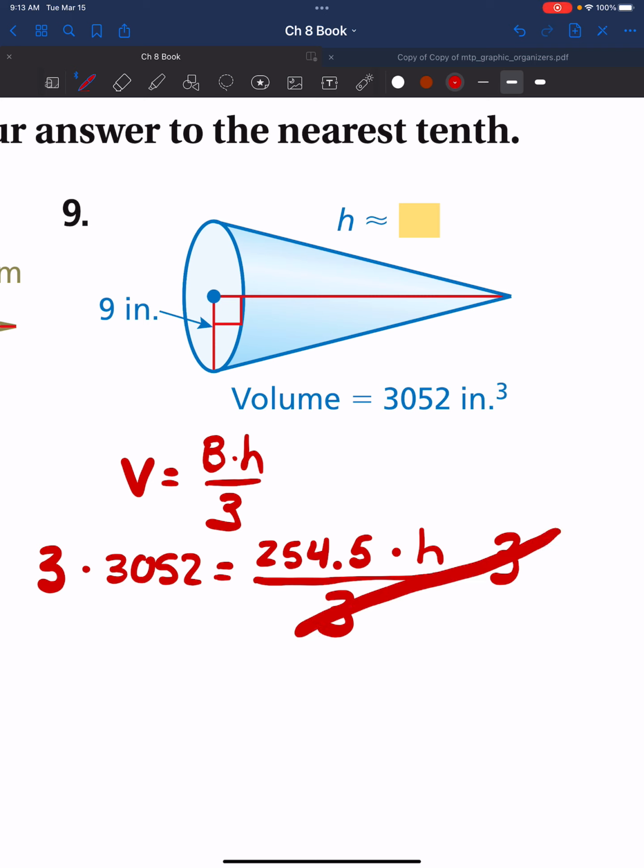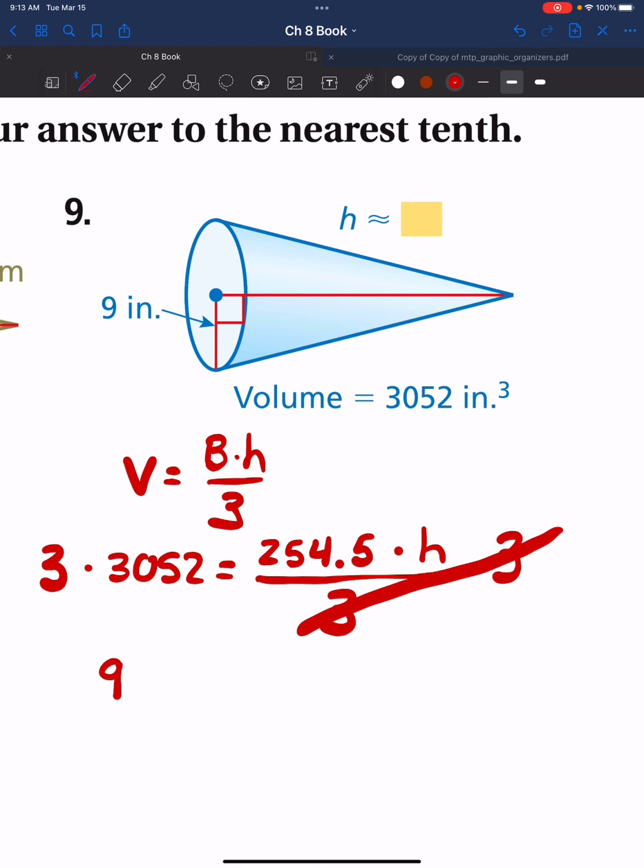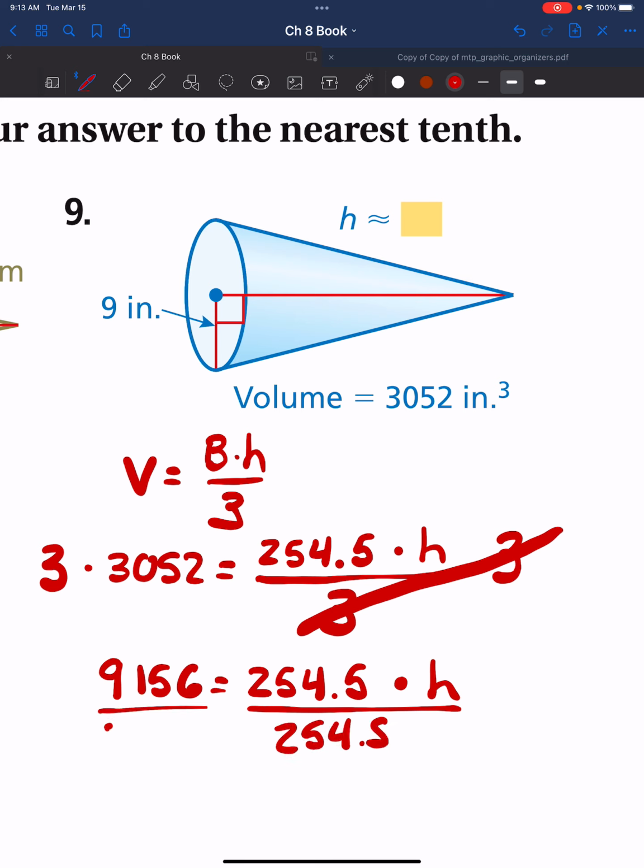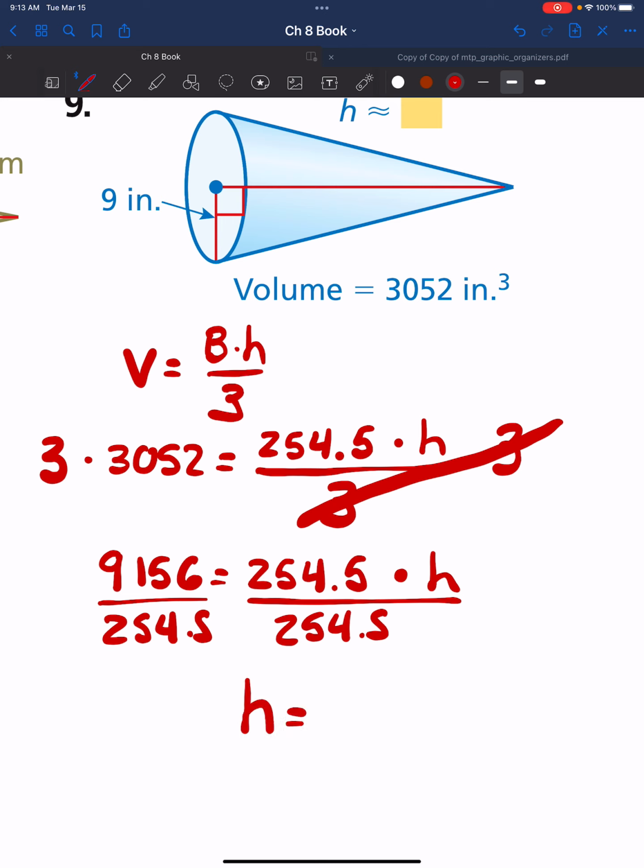So now in my calculator, I'm going to take 3 times 3,052. I got 9,156. Okay, now I still need to get h by itself. To do that, I can divide by 254.5 to both sides. All right, after doing that, I got the height equals 35.97, which I can round up to 36 inches. And remember, it's not squared, it's just the height.